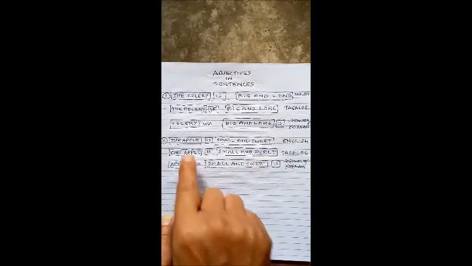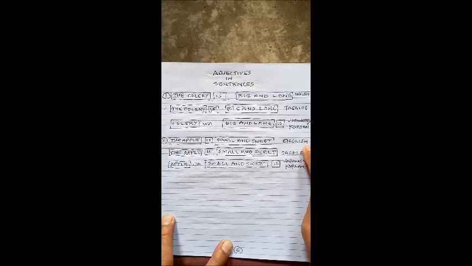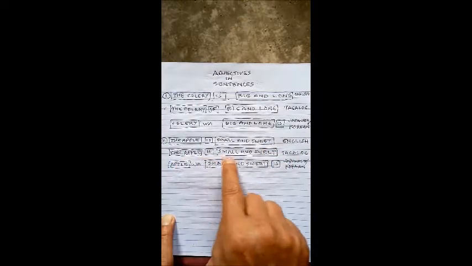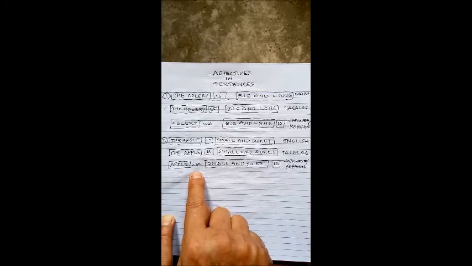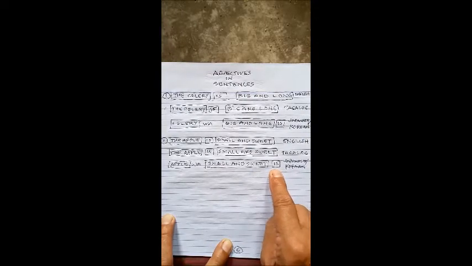Second, the apple is small and sweet. That's English. In Tagalog, the apple is small and sweet. Tagalog, the same. But in Korean, like this, apple, ul, small and sweet is ida. In Japanese, apple wa, small and sweet is des. So, familiarize yourself with those adjectives.